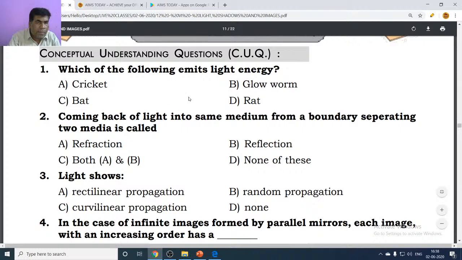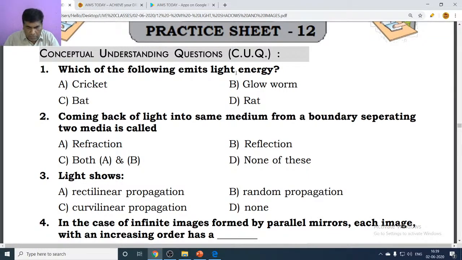Which of the following emits light energy? This is a conceptual understanding type question. In IIT we will have conceptual understanding type questions. Come on, guess the answer through live chat. The options are cricket, glowworm, bat, rat.